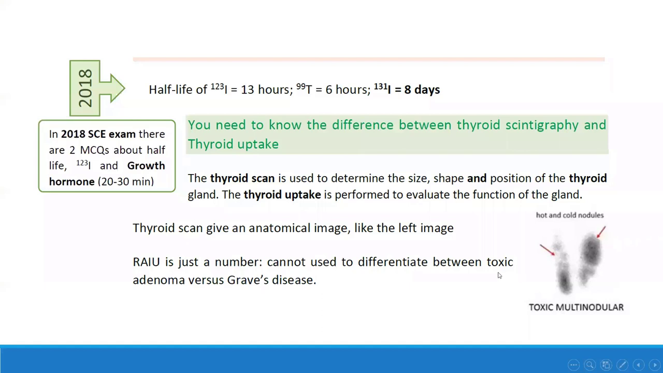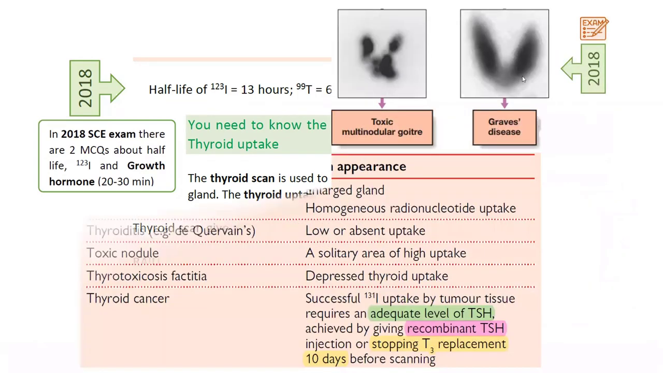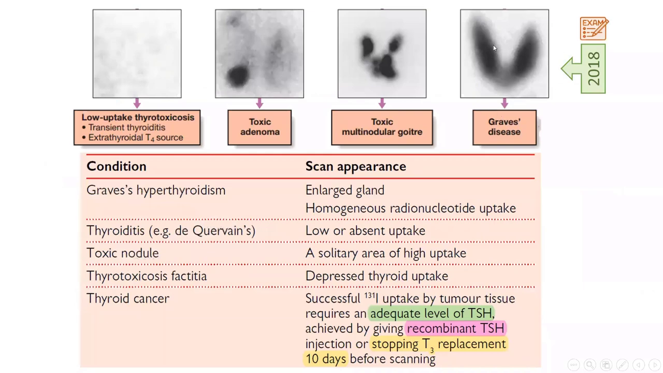To differentiate between toxic adenoma and Graves' disease, radioactive iodine uptake cannot differentiate between them, because in both of them the uptake will be high. But the thyroid scan can differentiate between toxic adenoma and Graves' disease because it will give an image like this. This is a toxic multinodular goiter, and this is Graves' disease with diffuse uptake of the technetium or radioactive iodine. So this is very important because in our exam, they give an image like this.